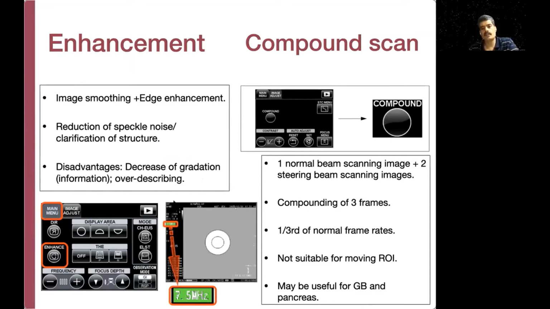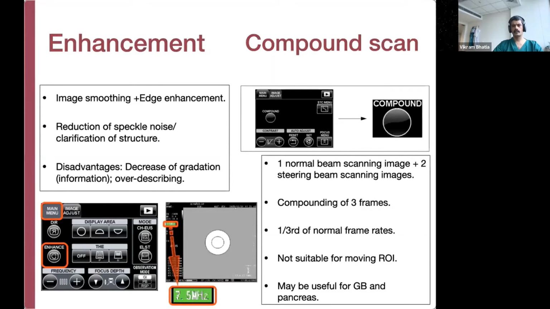What about the compound scan? Compound scan is to be used more selectively, and this displays ultrasound images obtained from different angles, say straight on, also from one side, also from another side. In the Olympus processor, there is compounding of 3 frames. So since you are merging 3 frames, the artifacts are eliminated, but also the frame rate reduces.